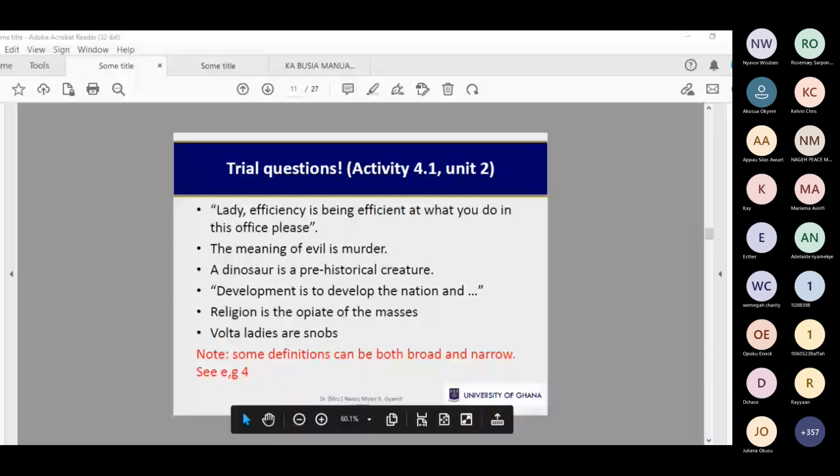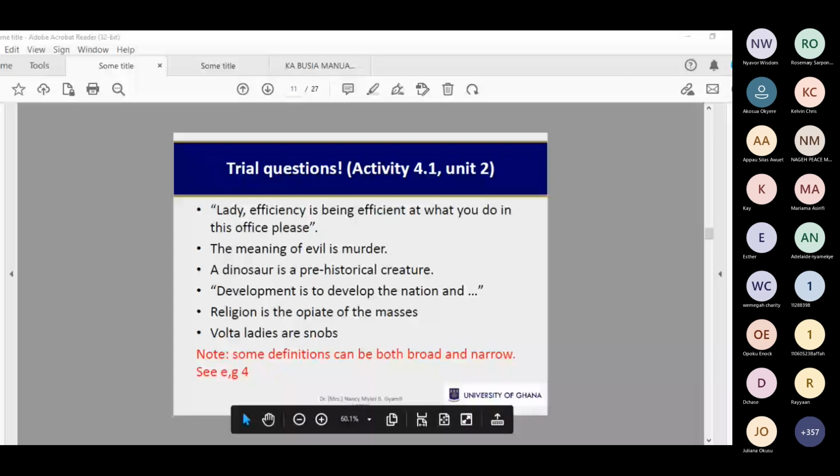You can get examples, even the one up there. Lady, efficiency is being efficient at what you do in this office. The sister says, you said I'm not working hard enough, I'm not efficient. Maybe I don't know what you mean by efficiency, because I thought that coming early and all this is what it means to be efficient. But you still think I'm not being efficient.